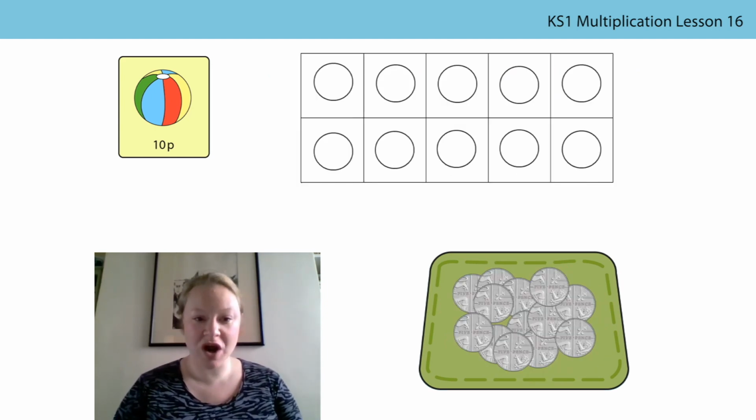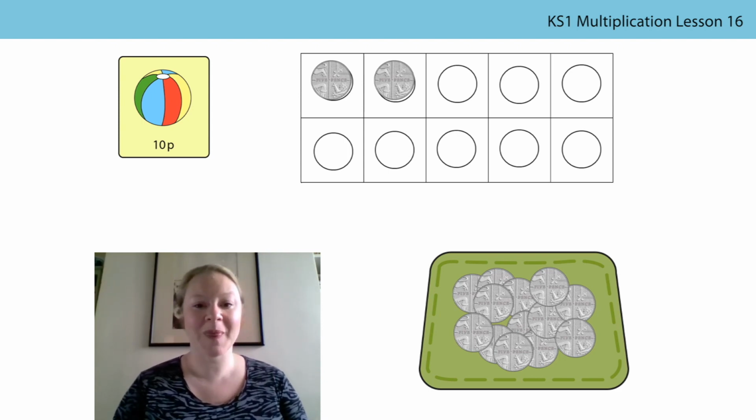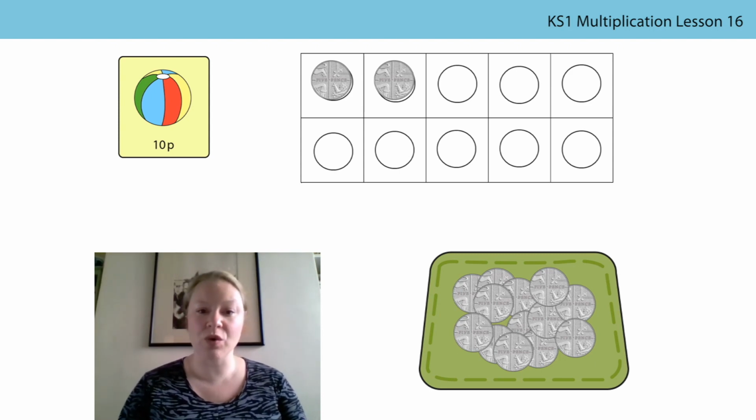Next, we're going to try and buy the 10p ball with our 5-pence coins. Okay, so I'm going to count in multiples of 5. Okay, let's go. 5-pence. 10-pence. Oh, I'm there already, so I need to stop counting. And how many coins did we use? We used 2, which is more than 1, so that's fine. We can also buy the ball with our 5p coins.